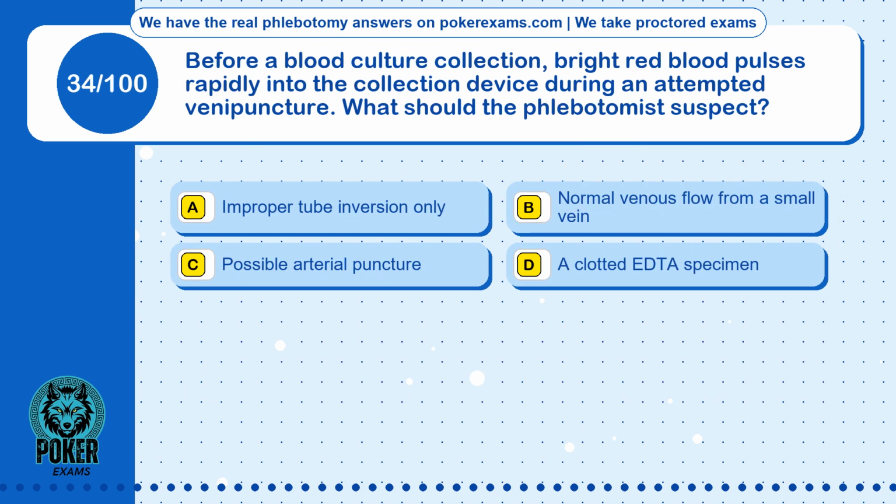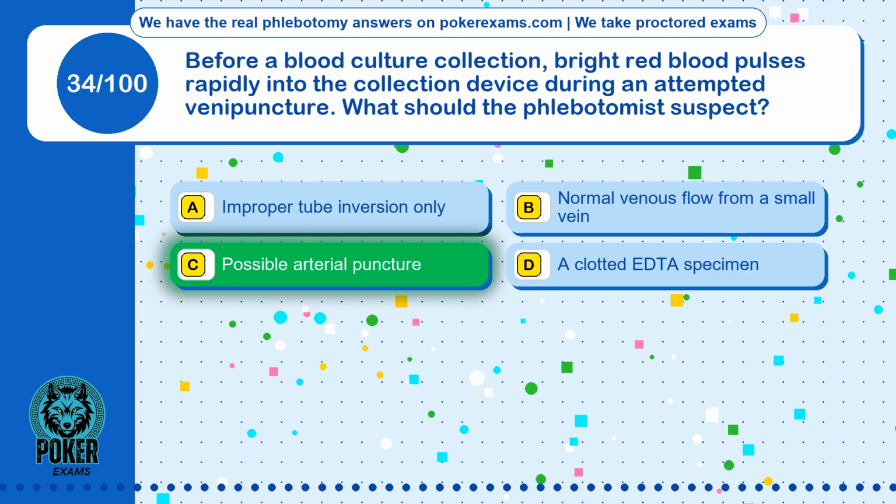Question 34. Before a blood culture collection, bright red blood pulses rapidly into the collection device during an attempted venipuncture. What should the phlebotomist suspect? Option A. Improper tube inversion only. Option B. Normal venous flow from a small vein. Option C. Possible arterial puncture. Option D. A clotted EDTA specimen.